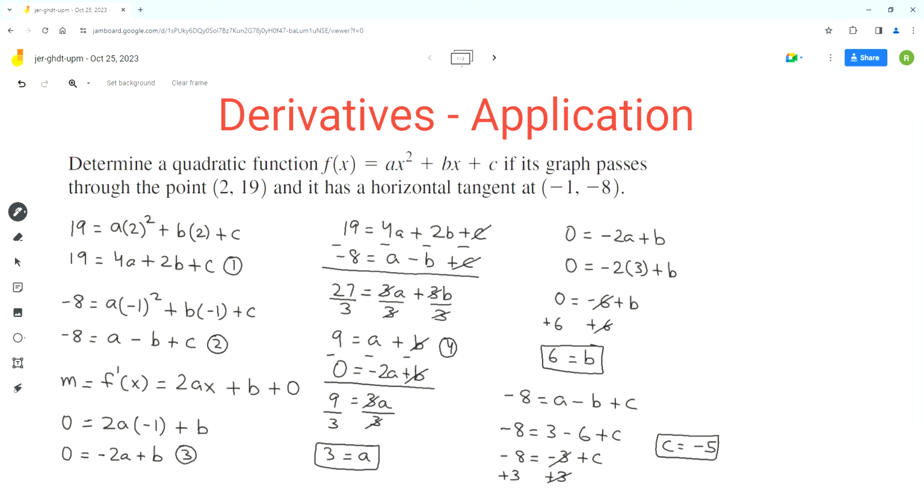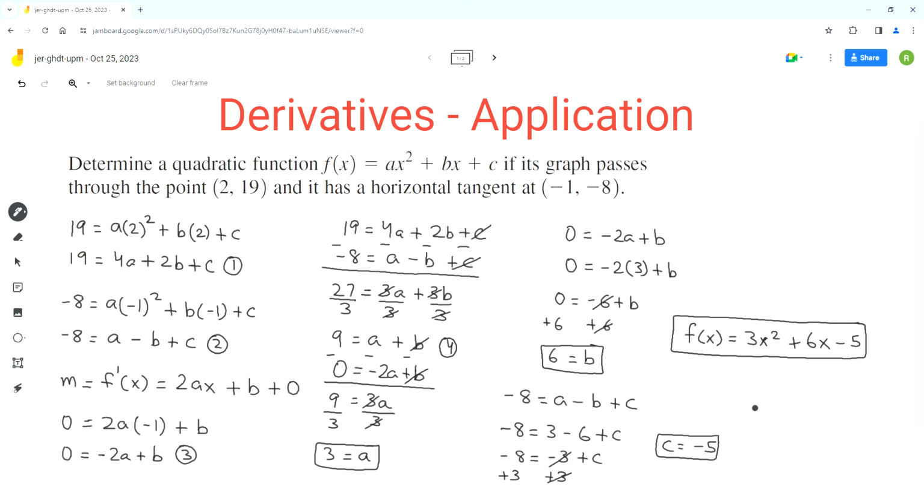So now we can write the equation of the quadratic function, and that will be f of x equals 3x squared, because 3 is the a value we got, and then plus 6x because the b value is 6, and then minus 5. So this should be the final answer for this problem.